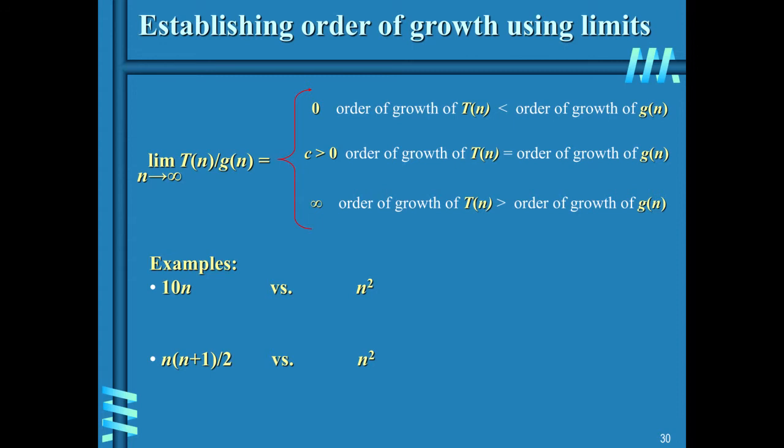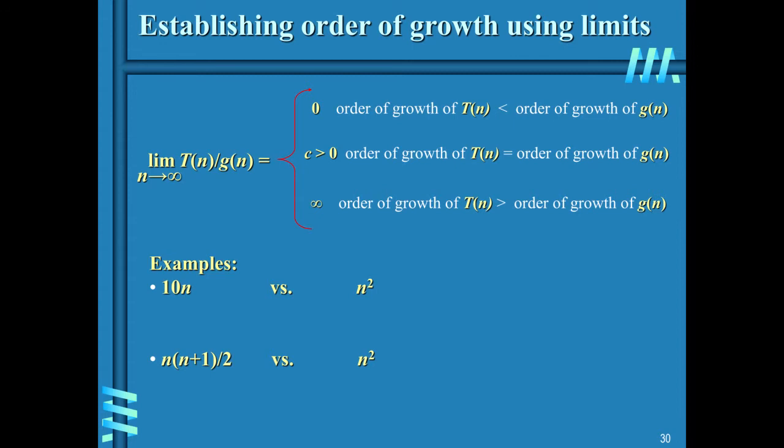Some students may ask, how can we know which function has a higher asymptotic order? We can use the limit. Take the limit of t(n) divided by g(n) when n approaches infinity. If the result is equal to 0, then the growth function of t(n) has a smaller asymptotic order than g(n). If the result is a constant, then t(n) and g(n) belong to the same asymptotic order group. If the result goes to infinity, it means t(n) grows very, very fast compared to g(n) when n approaches infinity.